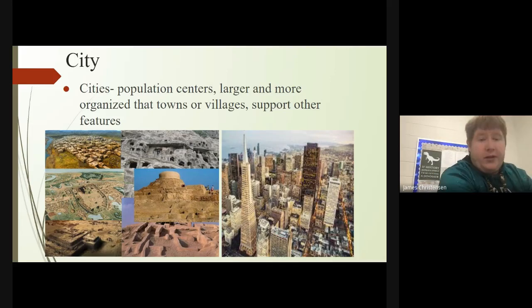Now, if you look at the slide, I'm going to talk about the pictures briefly. These ones over here are from a bunch of ancient civilizations that we'll talk about over the next couple of weeks. And then, of course, if you know your U.S. cities, this is San Francisco, one of the most modern cities in the United States currently.